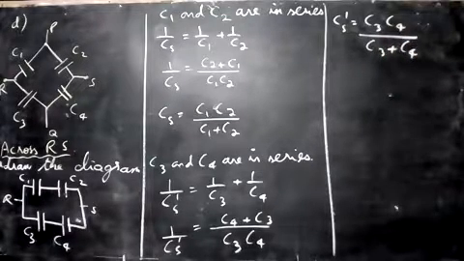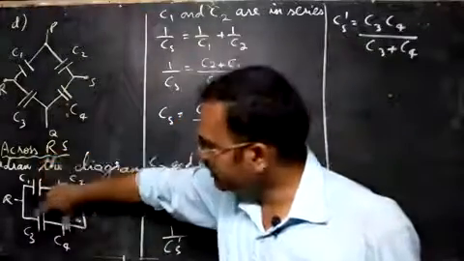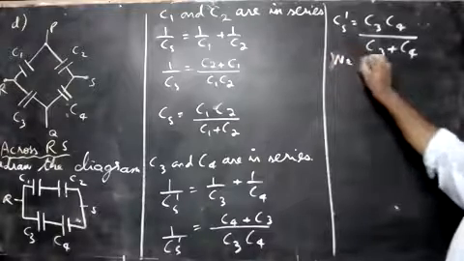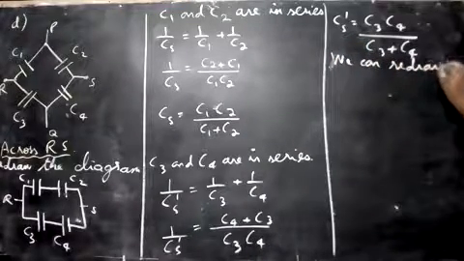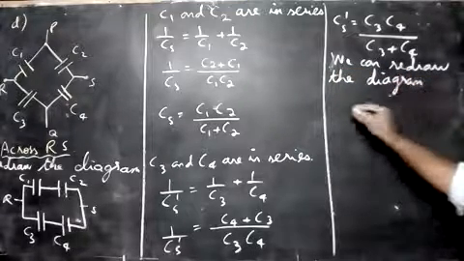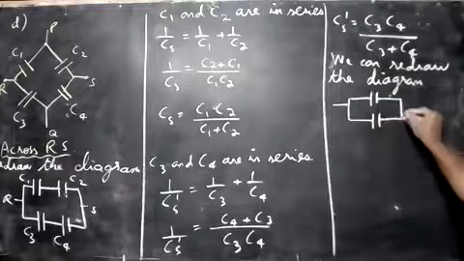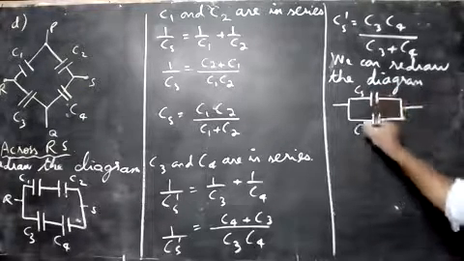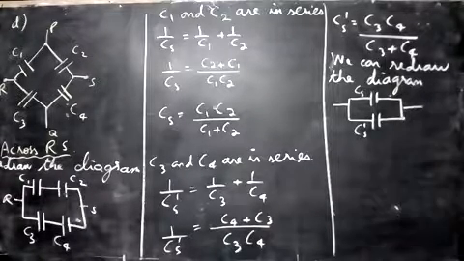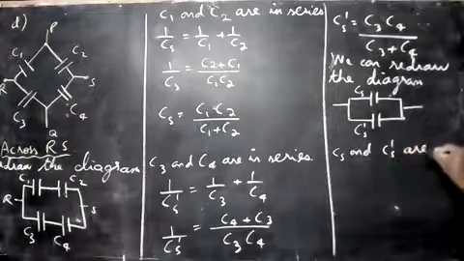Now it's not so difficult. Instead of these two capacitors, we can just draw one equivalent capacitor, and instead of these two, just draw one capacitor. So we can redraw the diagram like this way. See here, one capacitor on top and then another capacitor down. This is CS and this is CS dash. Now these two capacitors are in parallel. So CS and CS dash are in parallel.